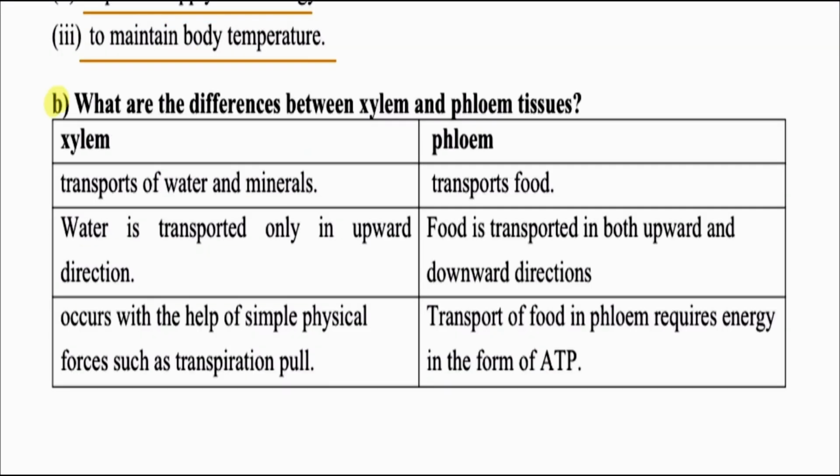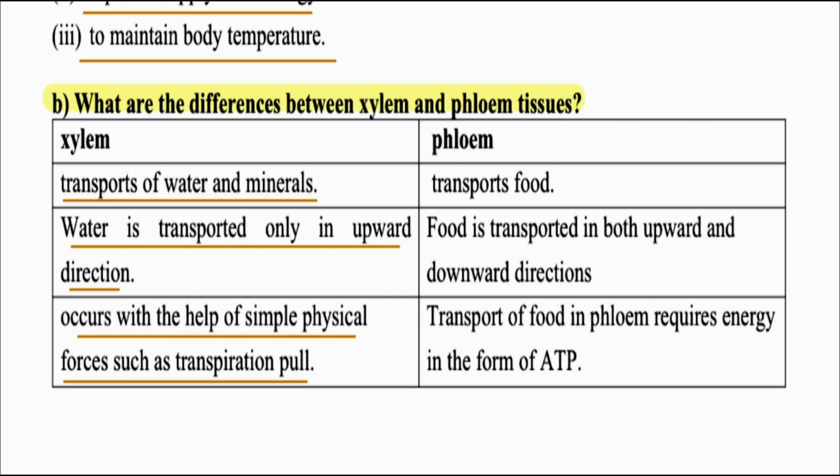Next question in this: what are the differences between xylem and phloem tissues? First, let's talk about xylem and then go to phloem. In xylem, transport of water and minerals takes place. Water is transported only in upward direction, and it occurs with the help of simple physical force such as transpiration pull. If we talk about phloem, it transports food. Food is transported in both upward and downward direction, and it requires energy in the form of ATP.